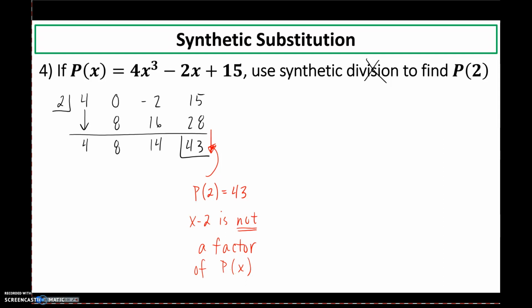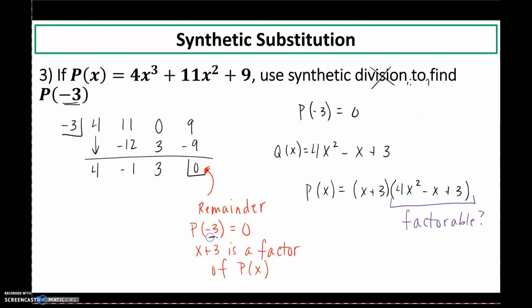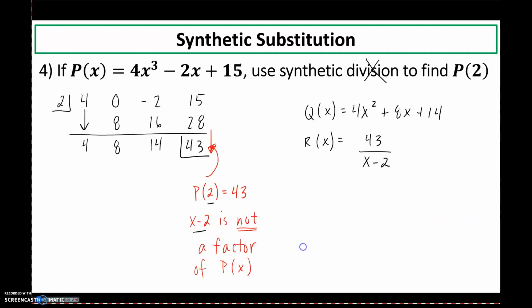Okay, so how does that correspond to what we're doing? I can still list my quotient. So when I divided those two polynomials, I get an answer of 4x squared plus 8x plus 14. But now my remainder, that 43, goes back over my original divisor. And my original divisor would be x minus 2. So notice here that the number in the parentheses is the opposite sign of what the expression would be. Okay, on the previous one, I plugged in -3, so x plus 3 would be a factor of my polynomial.